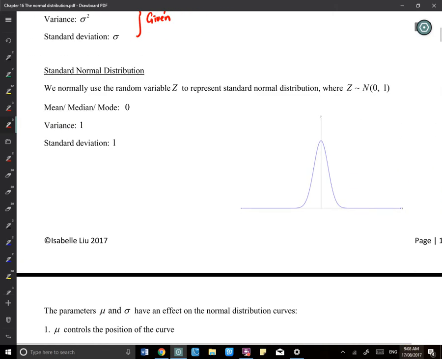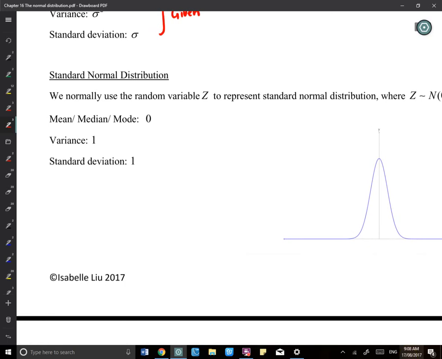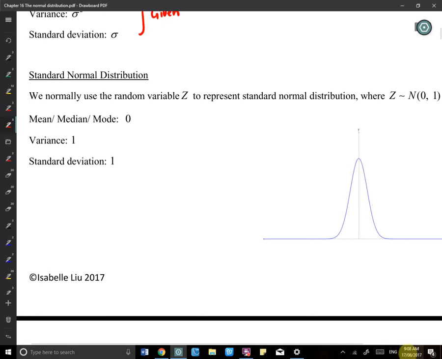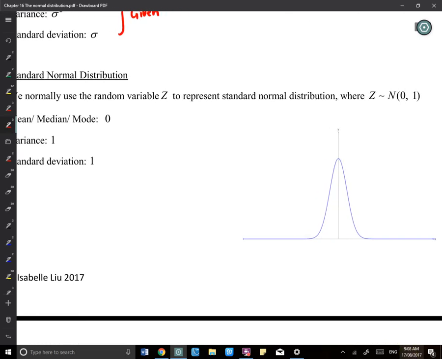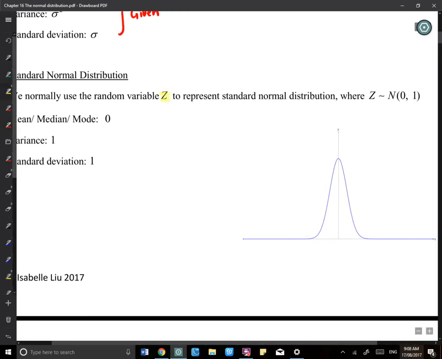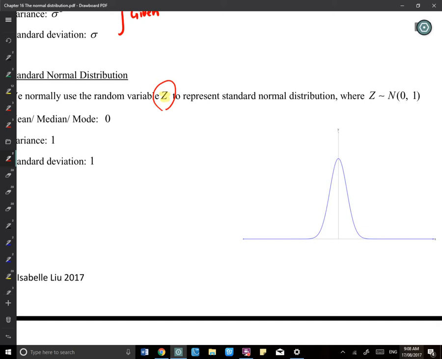Okay, we have another thing. This is called standard normal distribution. So what is a standard normal distribution? It's a normal distribution as well, but it's the standard one. We normally use the random variable z. We are not using x, we're using z to represent a standard normal distribution. When you see the letter z, you think, oh, maybe that's a standard normal distribution.